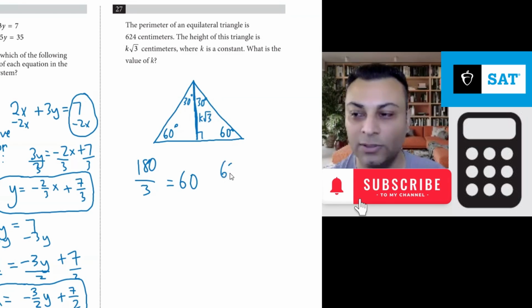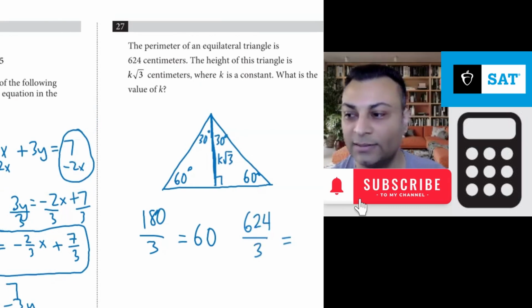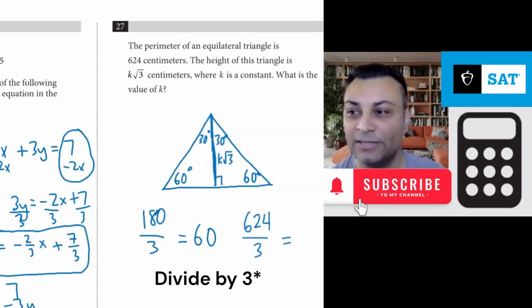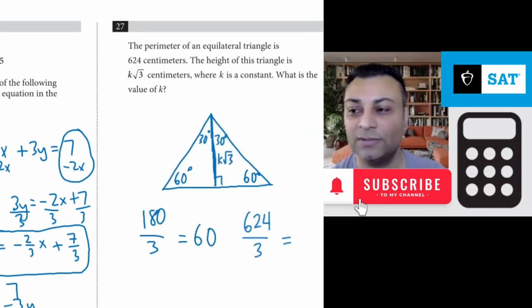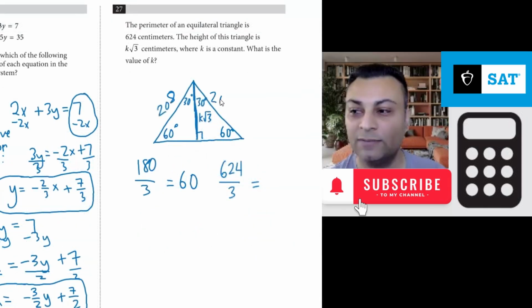So 624 divided by 3. Let's use a calculator. And I'll also do the 180 divided by 3 to get 60, just for completeness. So this shows you that each angle is 60. Now 624 divided by 3 is 208. So this tells us that each of these sides is 208 for this side and 208 for this side. The bottom side, all the way across, is 208, just like the other two sides.